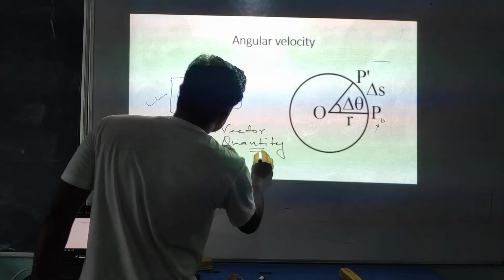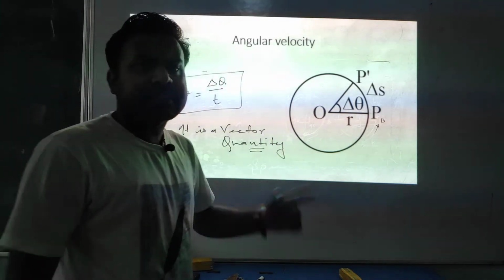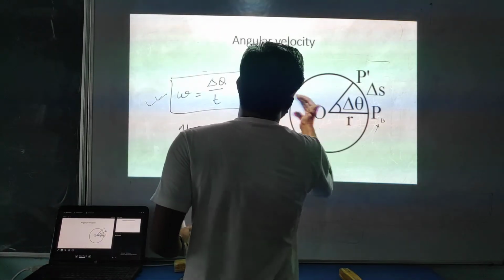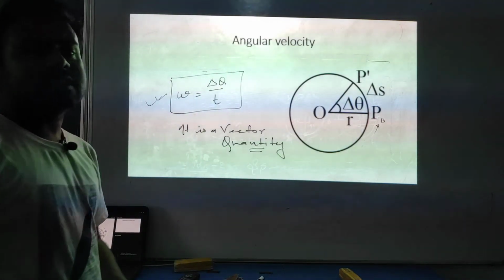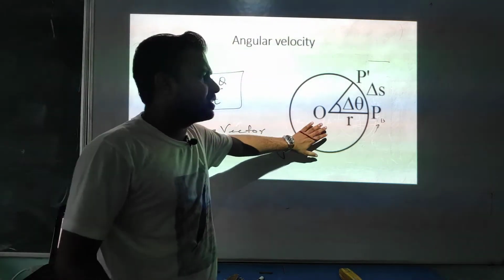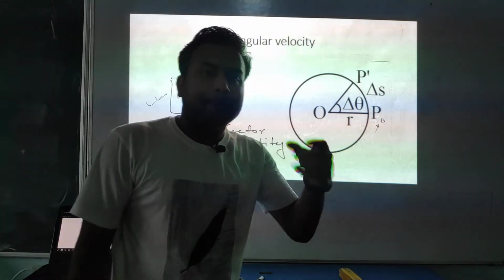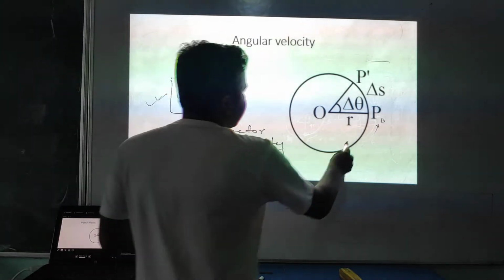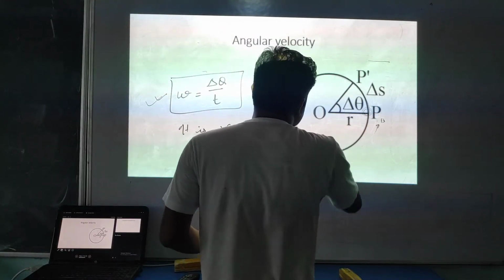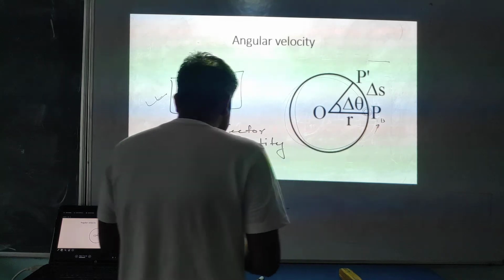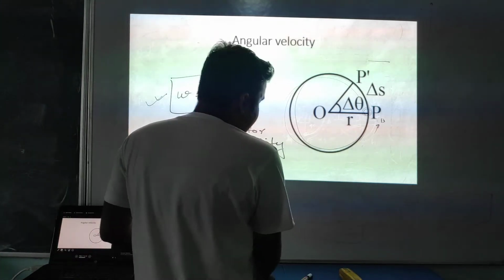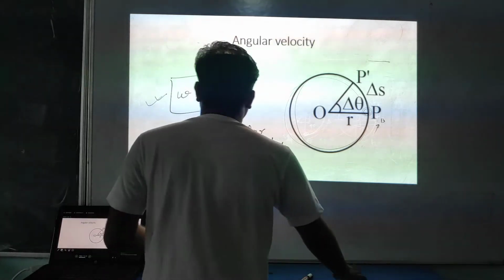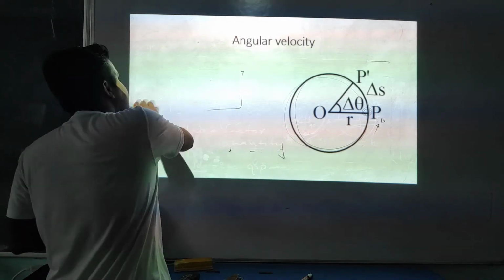And if it's a vector quantity, it means there is a direction. Direction is what? Look at this. If it is moving in this direction, the direction is perpendicular to the plane of the circle. Like in this circle the particle is moving, look at this, the particle is moving along this circular path. It means the direction of the angular velocity is perpendicular. Understood? Very good.